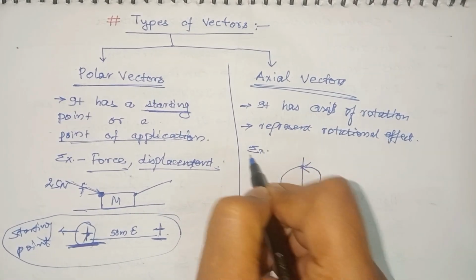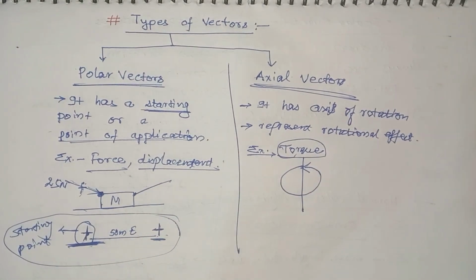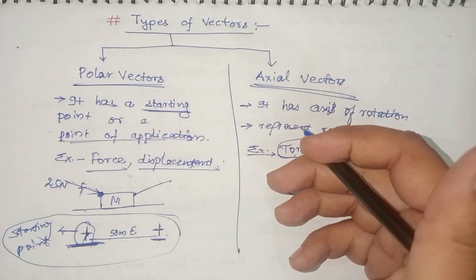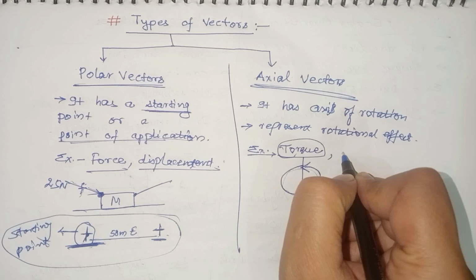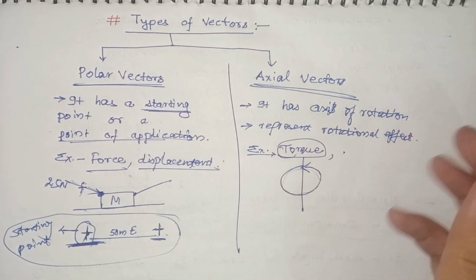What can be the examples? Torque is what? Torque is rotational force. Torque is the rotational effect. It will have some rotational effect. The axial vectors have rotational effect. Axial vectors act along the axis of rotation. Not only torque but angular momentum and angular velocity are also axial vectors.